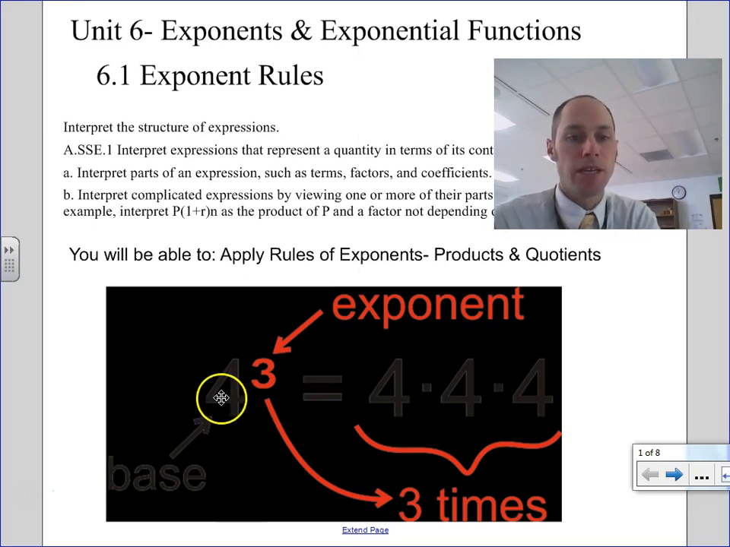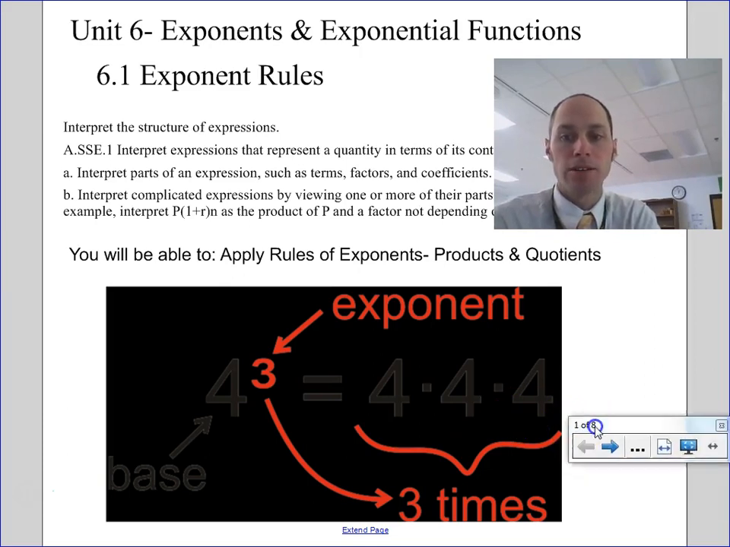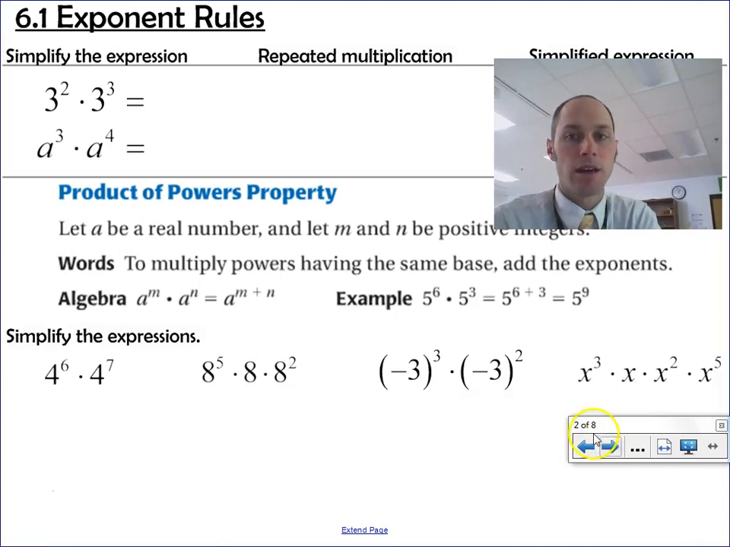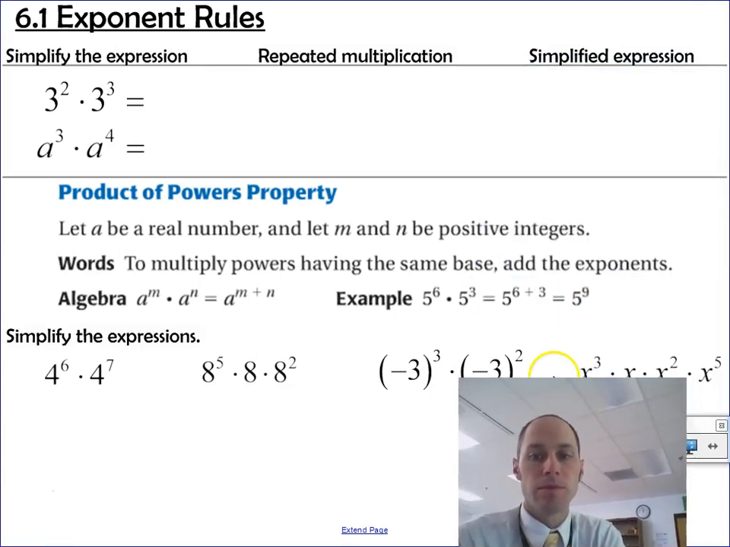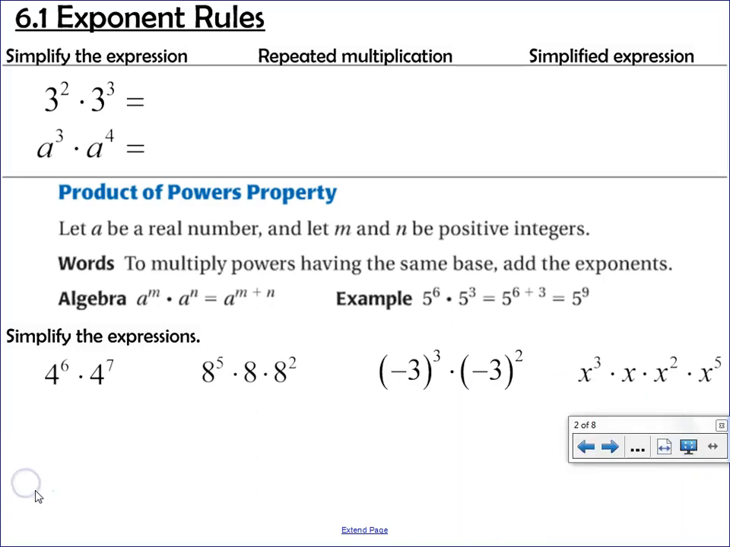Means I'm multiplying the base number 3 times. So 4 to the third power means 4 times 4 times 4. So if you keep that in mind, it'll help you as we simplify and find patterns within different exponent properties here. So first we'll explore the product of powers property.